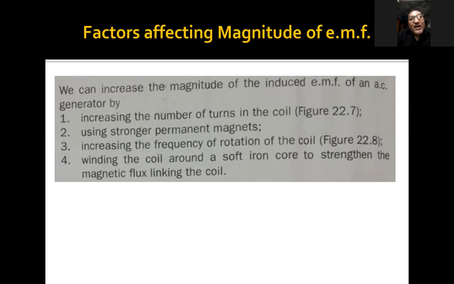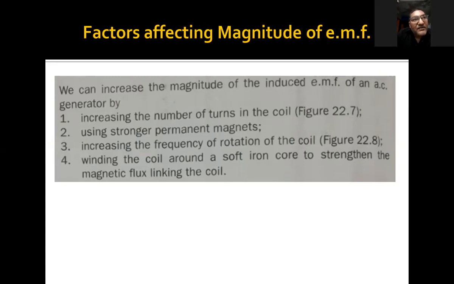Winding the coil around a soft iron core. We have this coil. Inside this coil, we put a soft iron core. When you put the soft iron core, the magnitude of the current will increase, the magnitude of the EMF induced will increase, but the frequency will not change. By putting the soft iron core inside the coil, or winding the coil around a soft iron core, it will increase the amount of current induced in the generator, and it will increase the EMF induced in the generator, but the frequency will not change by this factor.